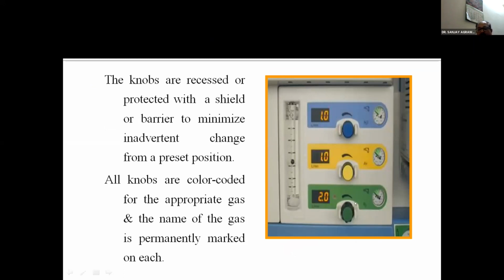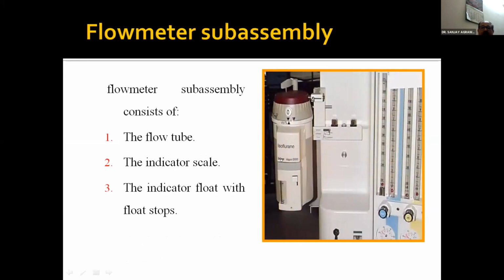This is something which has now come up in newer workstations, where it may be electronically controlled, and there may be only one tube which will tell us the total amount of gas flowing from the different gases. The sub-meter assembly, as I have already told, consists of the flow tube, the indicator scale, and the indicator float.